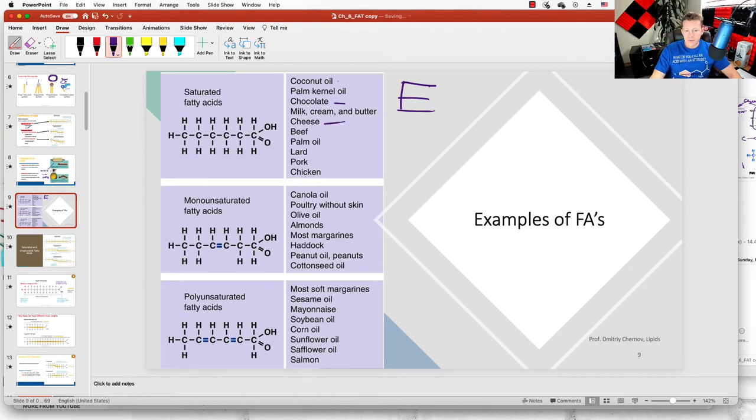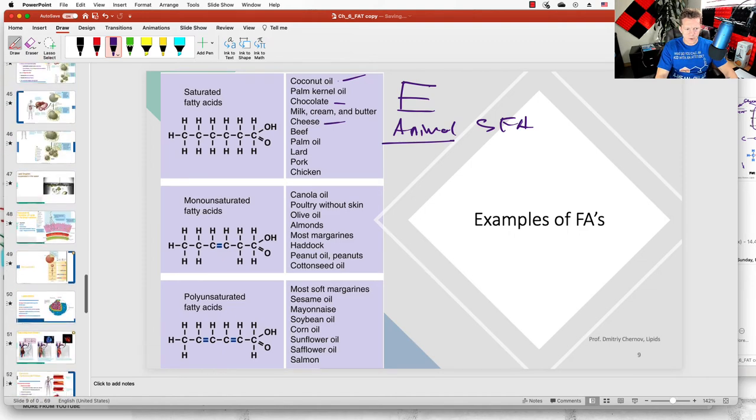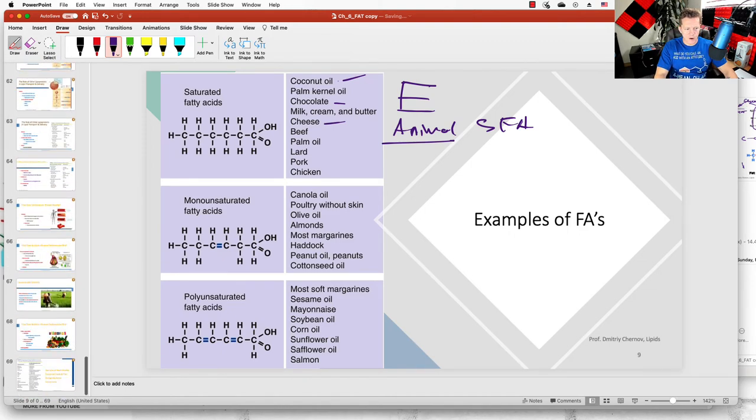Right, so saturated fats. Right, cheese, right, animal products. Remember, mostly, if you know that the product comes from the animal or it is an animal product, then most likely it is a saturated fat. And the coconut oil is just like an exception. It is a good exception because, again, I want to jump back here.